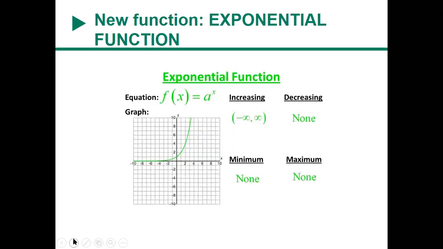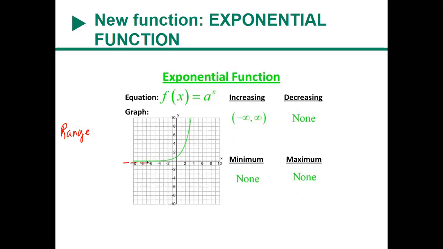Now, our exponential function. So our exponential function is a little different. With our exponential function, we are growing rapidly, and it's increasing forever from left to right. It's not decreasing. There is no minimum. The domain and range are structured a little different. I'm just going to start with the range then.